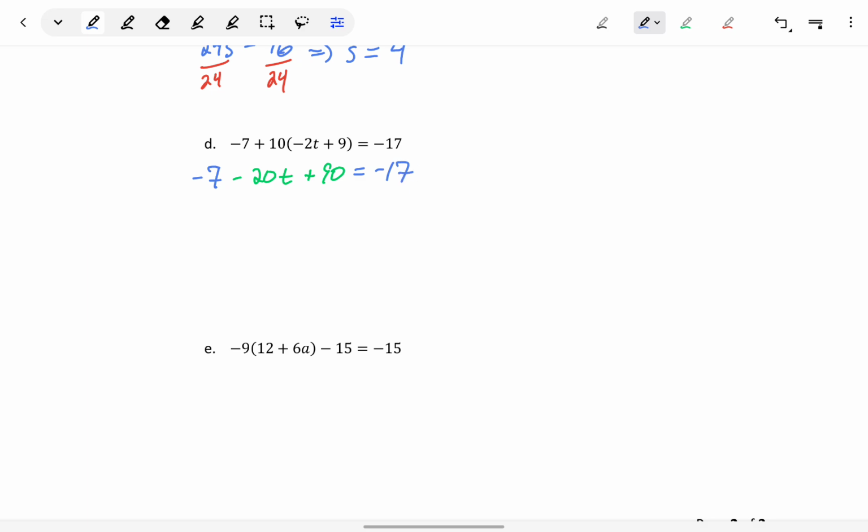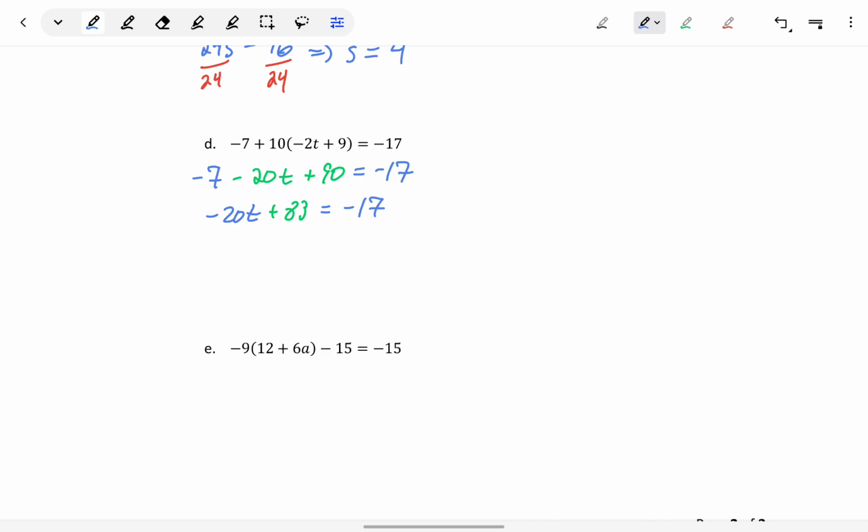Our first step was that distributive step. Now we need to look at still simplifying the left-hand side of the expression by taking negative 7 plus 90. So we'll have negative 20t, and then we'll add those two constant terms together to get plus 83 is equal to negative 17, still on the right-hand side.